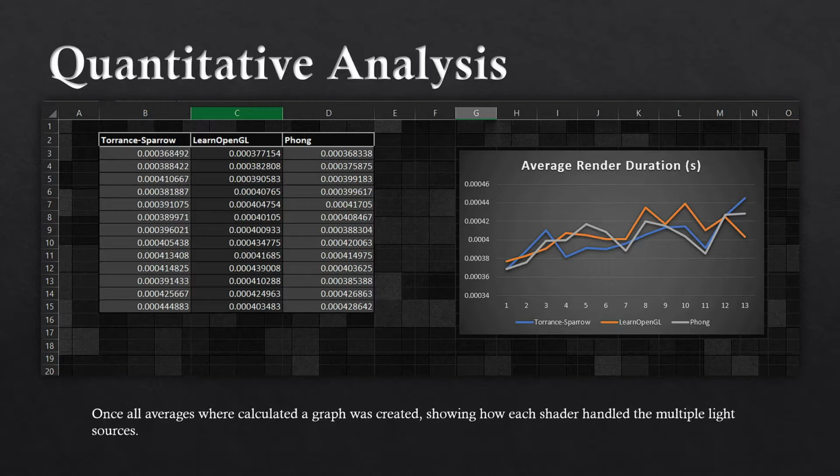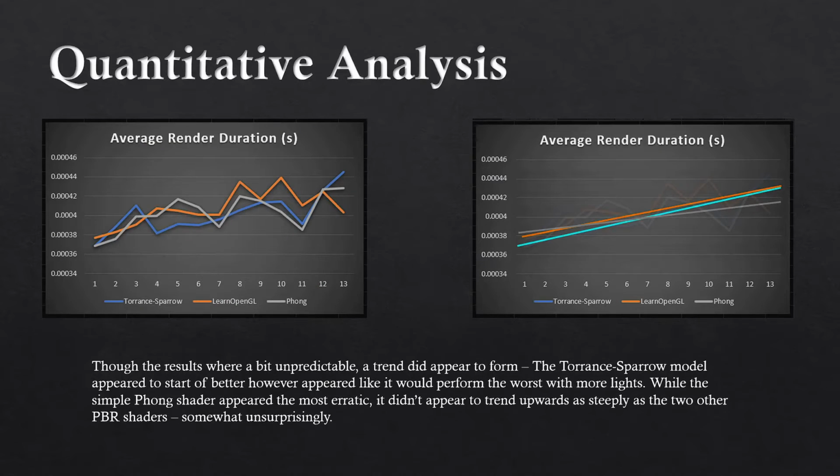Though not particularly clear at first, there does appear to be trends forming as the lights are added. Torrance Sparrow starts well but begins to become the slowest out of all three, whereas the Phong shader appears the most erratic but unsurprisingly could be considered the most efficient when converted to a straight plot.